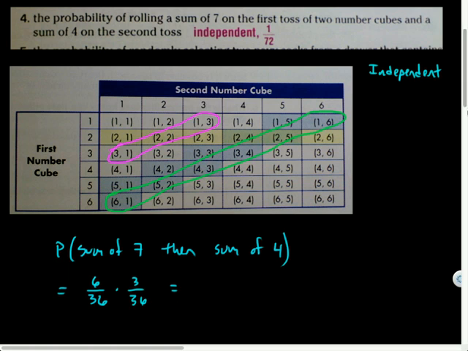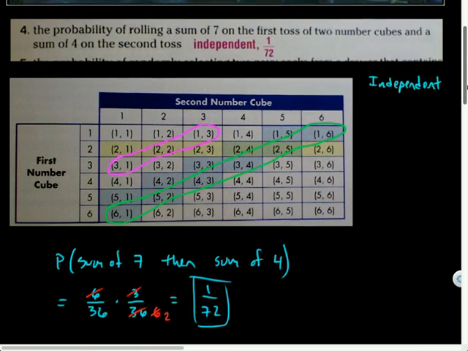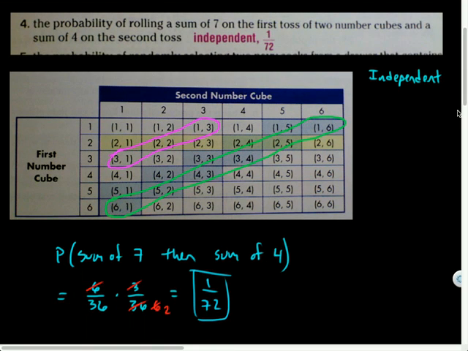And I think I can cross-cancel some stuff here. 6 and 36 reduce to 6. This 3 and that 6 becomes 2. So is that going to be 1 over 36 times 2? Is that 72? I get that problem right? Yeah. So that's the idea for that one.